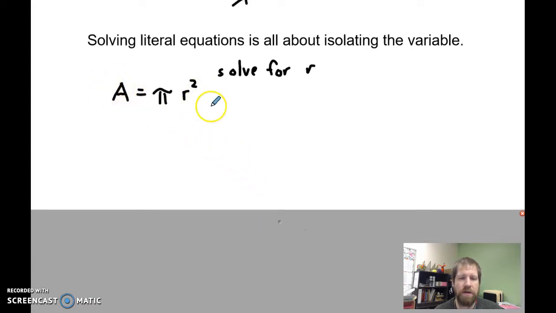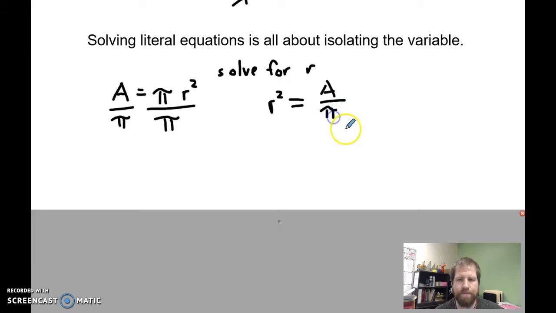This is the area of a circle. So the area equals pi r squared. We want to solve for r, solve for the radius. So we're going to start by trying to get the radius by itself. I'm going to divide by pi, okay? And then I have r squared is equal to area over pi.